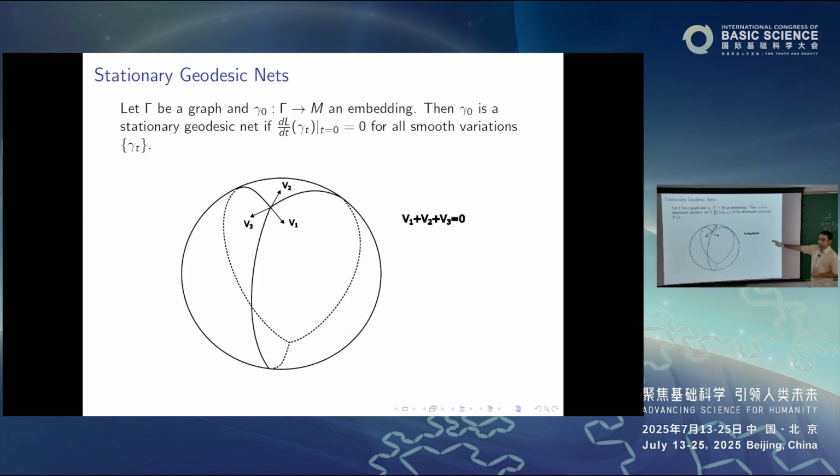So what are stationary geodesic nets? They're critical points of maps from graphs, one-dimensional graphs with vertices and edges, into your manifold. What this is equivalent to is that inside the manifold, it looks like geodesic arcs connected at vertices, and at each vertex, the outward pointing tangent vectors sum up to 0. So for example, on S2, the 3 half-great circles with 120-degree angles would be an example of a stationary geodesic net.